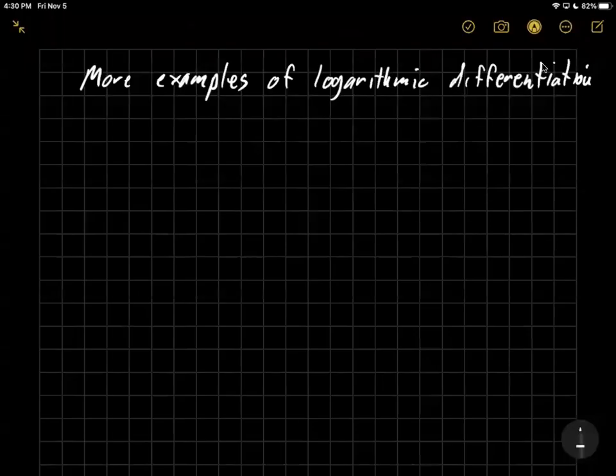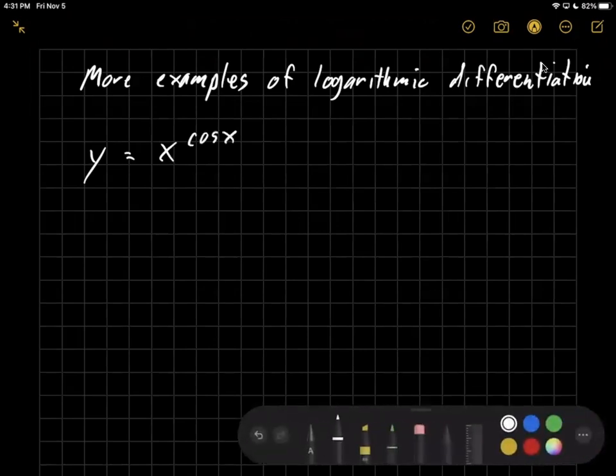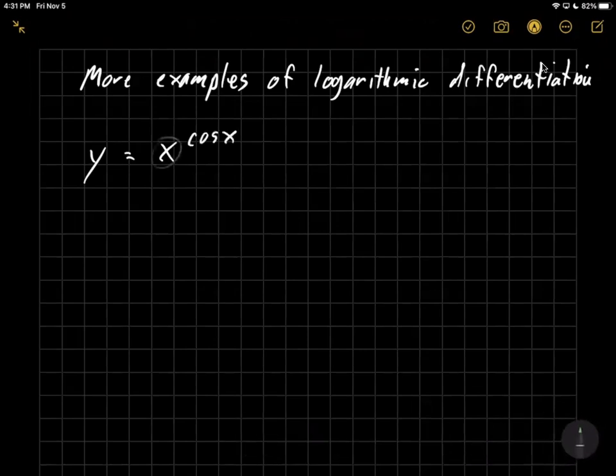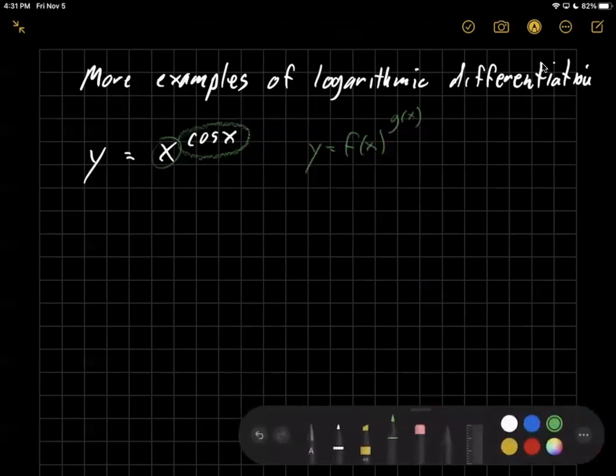Okay, so here are some more examples of logarithmic differentiation. Here's one where you must use logarithmic differentiation, because remember, this fits the form where we have x raised to a function of x. So this is in the form y equals f of x raised to the g of x power. And since the exponent and the base are both functions of x, there's no way to do this except logarithmic differentiation. So let's go ahead and take the log of both sides.